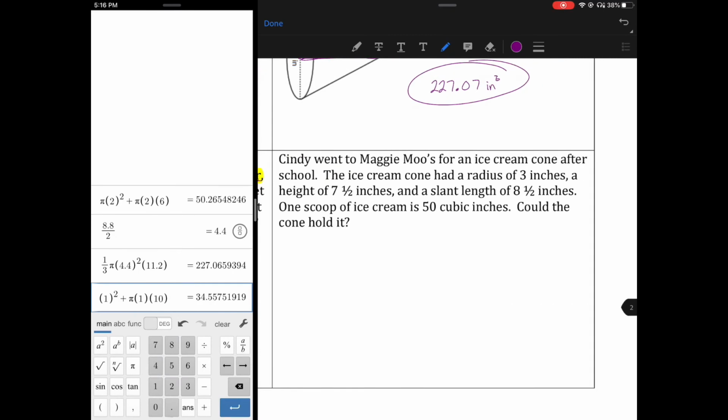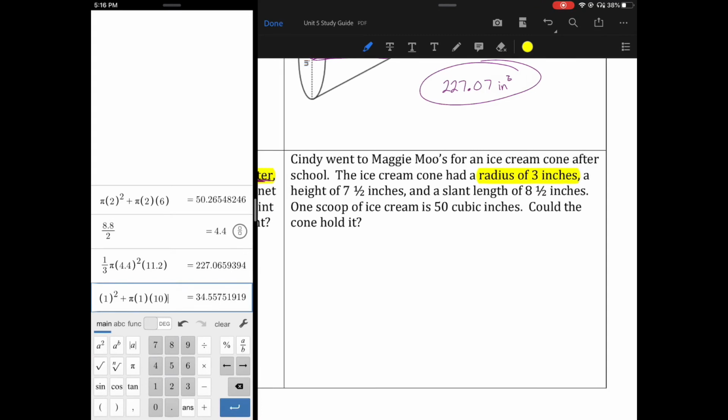The next problem says that Cindy went to Maggie Moo's for an ice cream cone after school. The ice cream cone had a radius of 3 inches, a height of 7.5 inches, and a slant length of 8.5 inches. 1 scoop of ice cream is 50 cubic inches. Could the cone hold it? So if you're dealing with an ice cream cone, anytime you're trying to fill something, that's going to be your volume. So we're going to solve for volume here, where the volume formula is 1/3 pi r squared times h.